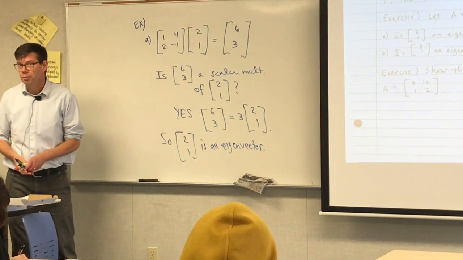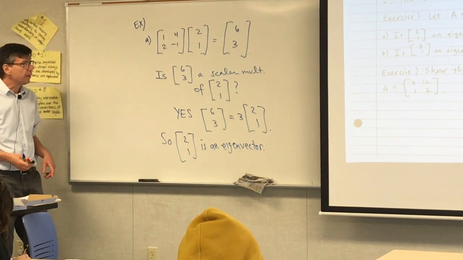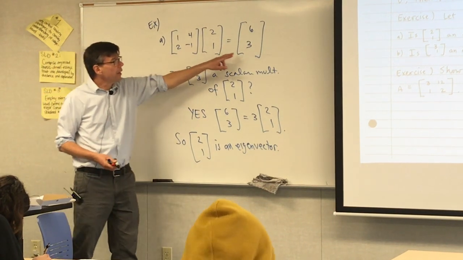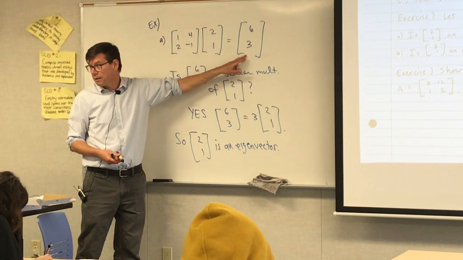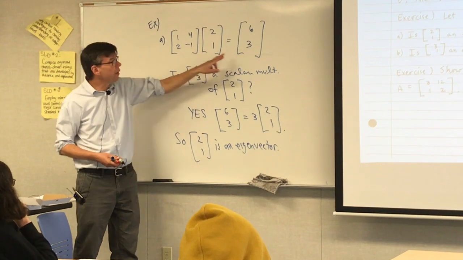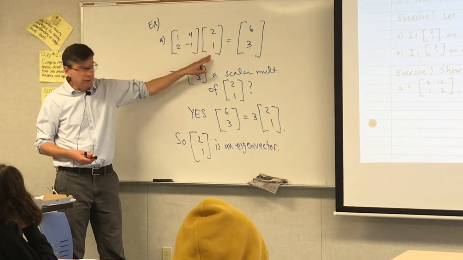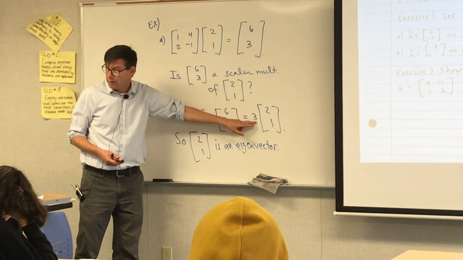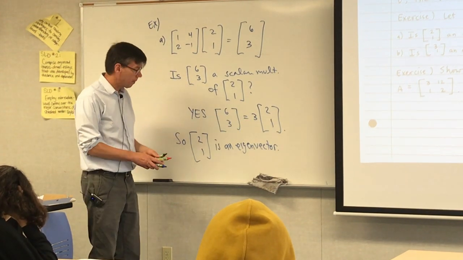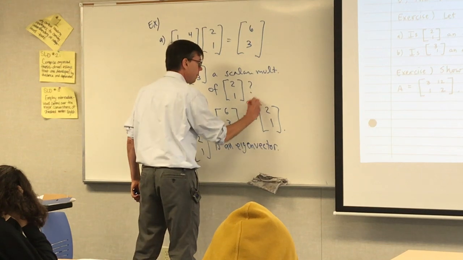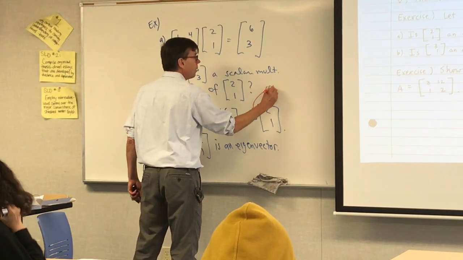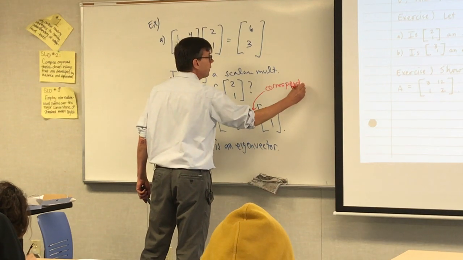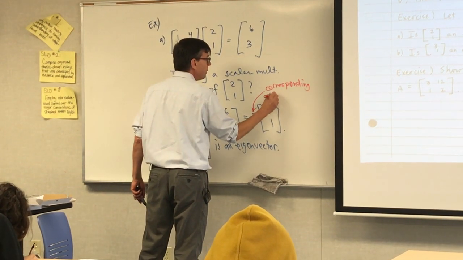Okay, so that's the simplest way you can understand what an eigenvector is. I multiply by the matrix, and the result that I get is a scalar multiple of the column vector that I started out with. The corresponding eigenvalue here is 3.